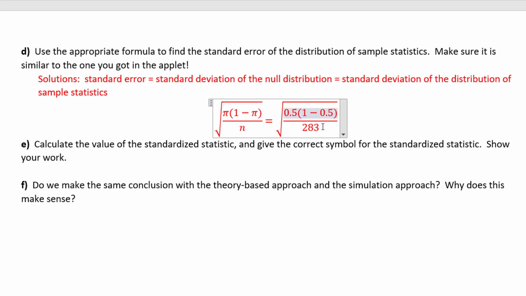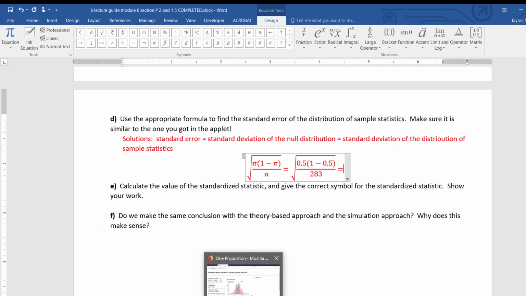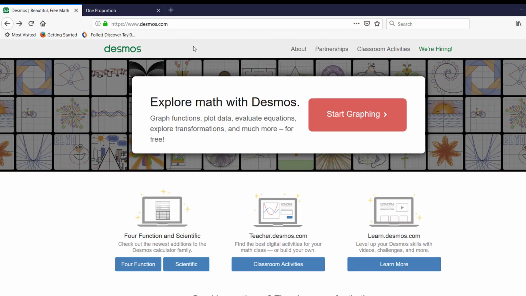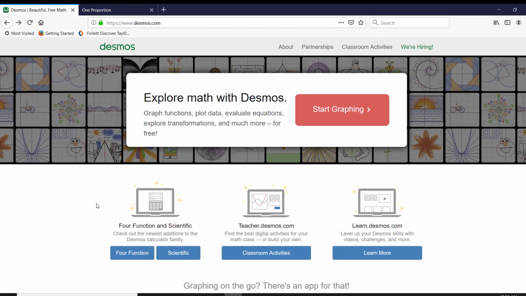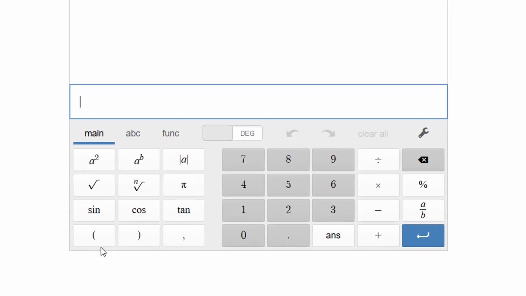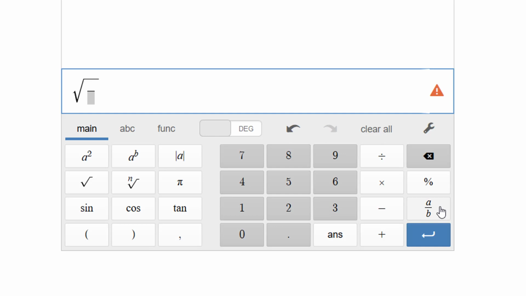Now, if you have a regular calculator, you could go ahead and plug that all in at this point. I just want to point out here for the online course, if you don't have a nice calculator to do this calculation, I want to recommend that you try Desmos.com. Here's the website, Desmos.com. When you go to Desmos.com, click on the scientific calculator. It's got a nice little calculator here. It's got this little square root button. You would hit square root. And then over here, there's this little fraction button, and it puts the fraction right there underneath your radical.